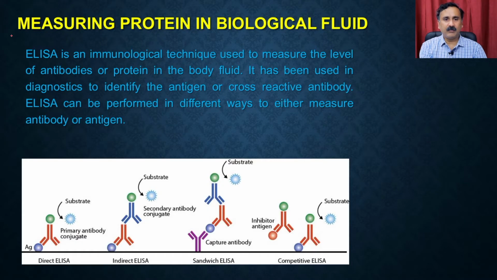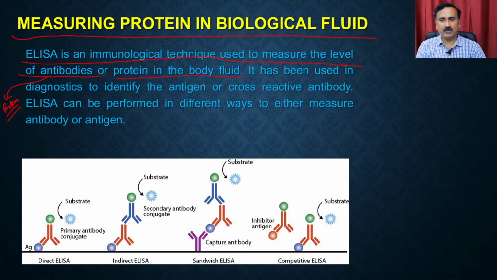And what we were discussing about the living organisms, in this context we are going to discuss another aspect where we are going to detect the protein in the biological fluid. So how can you measure the protein in the biological fluid? ELISA is an immunological technique used to measure the level of an antibody or a protein in the biological fluid. Remember that antibodies are also made up of protein molecules, so you can detect the proteins also in the biological fluid.